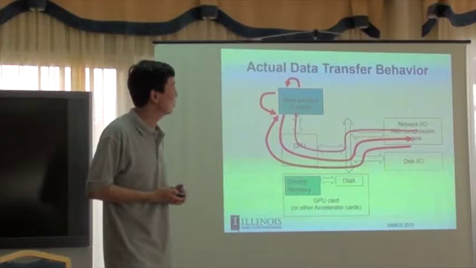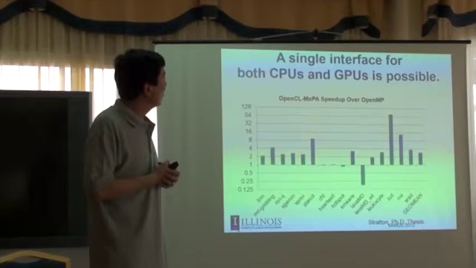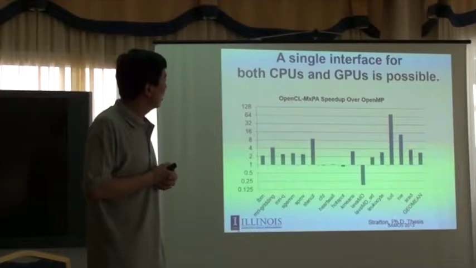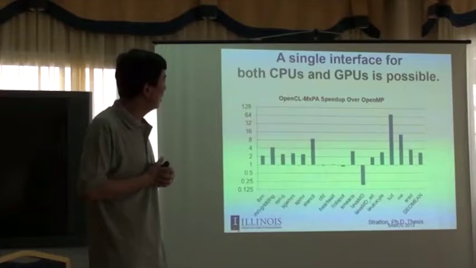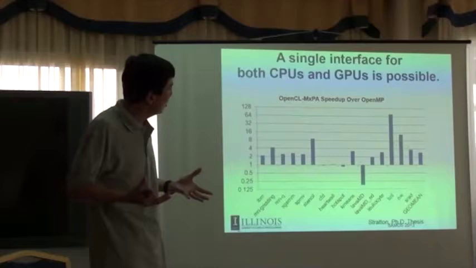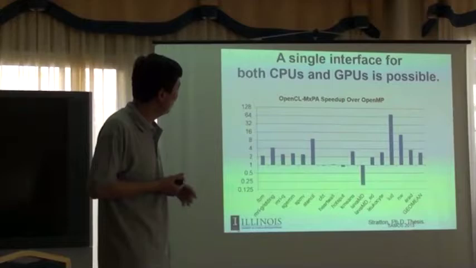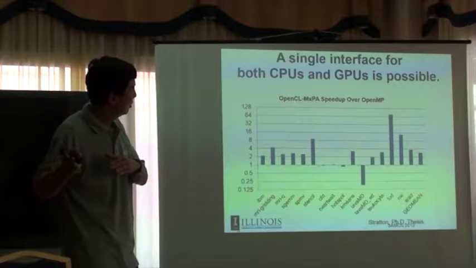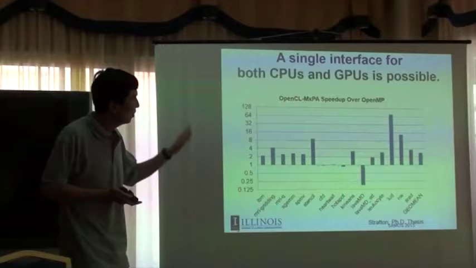Some people say that you need to have very different programming interfaces for CPUs and GPUs. We have developed a programming interface for OpenCL called MXPA that can generate much better code than OpenMP code can generate, compilers can generate for multi-core processors. Sometimes you can even get four times, six times better performance by just generating multi-core CPU code based on OpenCL.